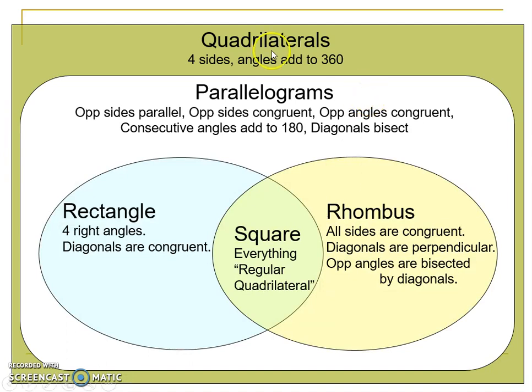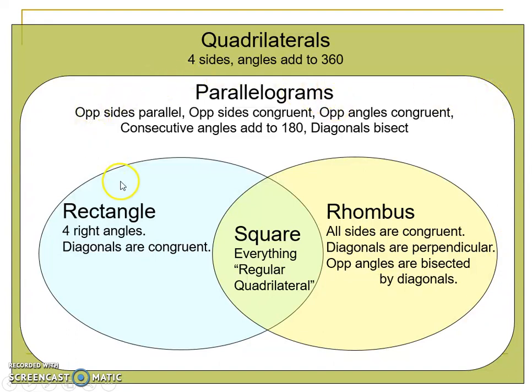So quadrilateral, 4 sides, angles add to 360. You can see this Venn diagram. Parallelogram: opposite sides are parallel, opposite sides are congruent, opposite angles are congruent, consecutive angles add to be 180, diagonals bisect. Those are the 5 things that we talked about last class about parallelograms. Here, everything is in the parallelogram family.